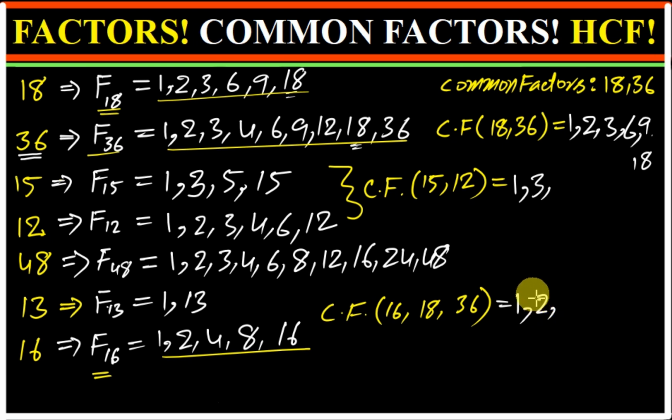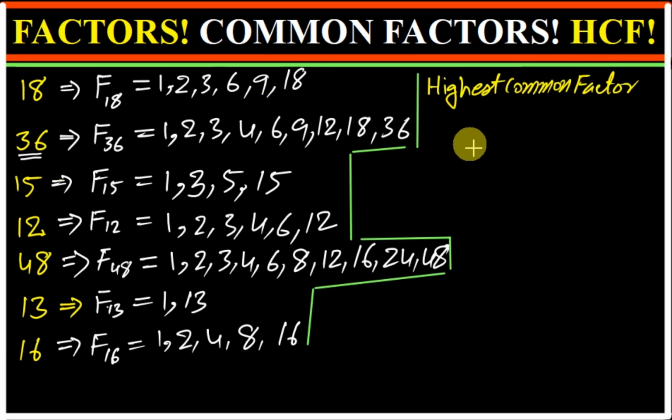Now if I want to find out the highest common factor, that is HCF, so what does it mean by the highest common factor? HCF means we have to see which is the highest or largest factor that is common in both. That will be the highest common factor. Or in other words, we can say the greatest number that can divide the given numbers will be the highest common factor of the given numbers.